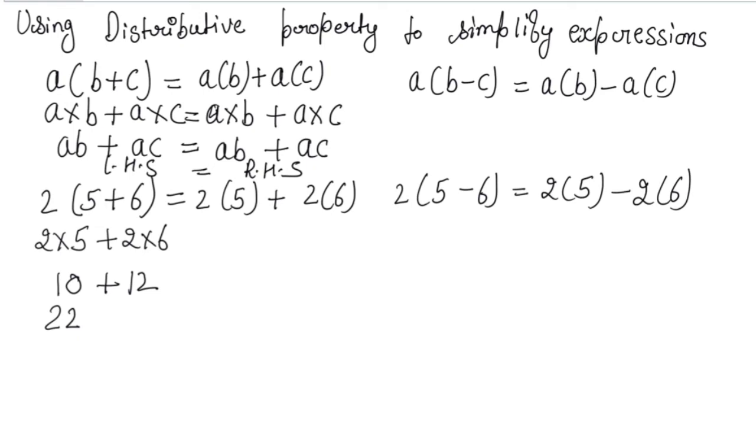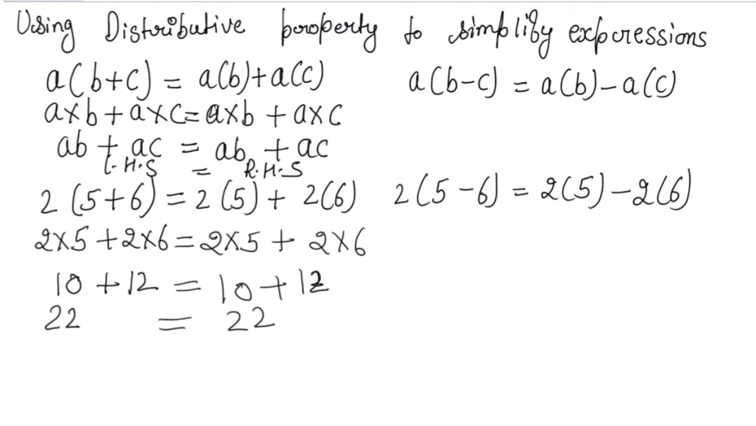And same with the right hand side. 2 times 5 plus 2 times 6. So 2 times 5 is 10, plus 2 times 6 is equal to 12. So the answer will be 22 on this side too. So what we can see, left hand side and right hand side are equal. So it means using the distributive property we can solve this type of expression.